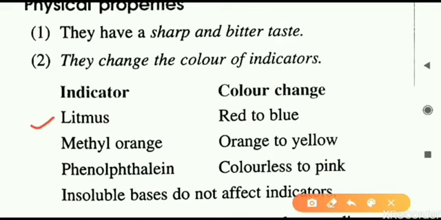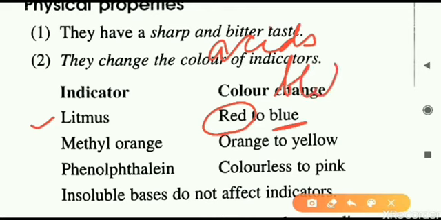The first indicator is litmus, litmus solution as well as litmus paper. There are two colors, red litmus as well as blue litmus. In the case of bases we use red litmus. This red litmus will change its color to blue. In the solution also, the red litmus paper will turn into blue litmus paper. On the opposite, in the acids we have to use blue litmus, and that blue litmus will change into red. But in the bases it is opposite, red will change into blue.